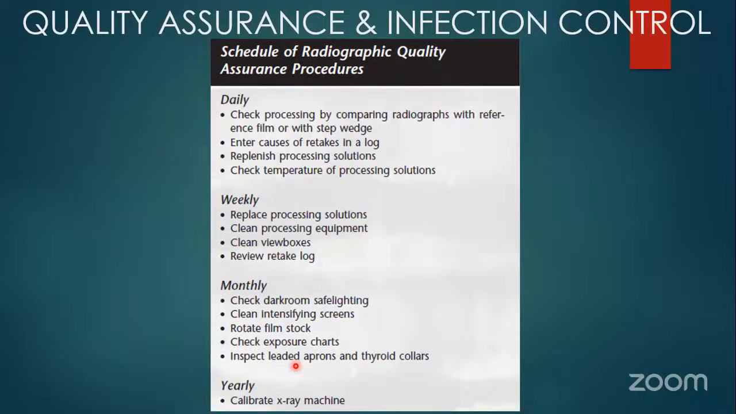And when it comes to quality assurance and infection control, these are the things that you have to schedule to maintain the quality of your radiographs. You have to do certain chores on a daily, weekly, monthly, and yearly basis. This is to maintain the quality of your radiograph and also to prevent the progression of infection.